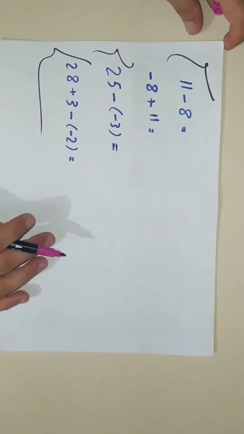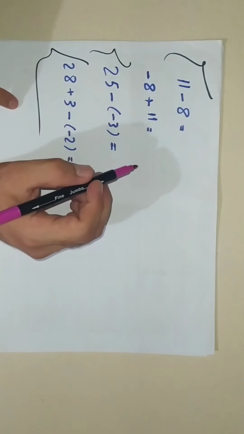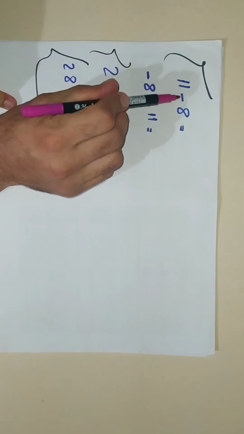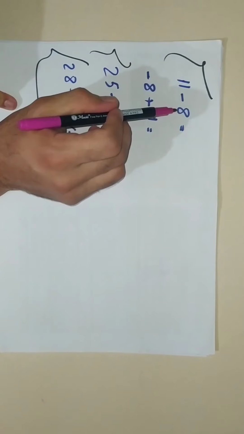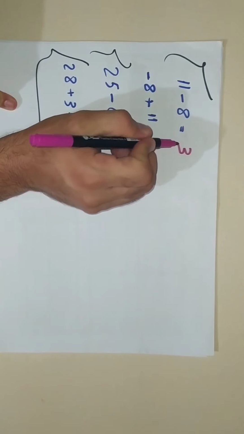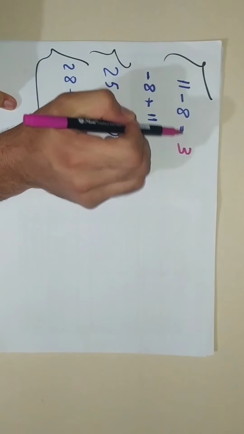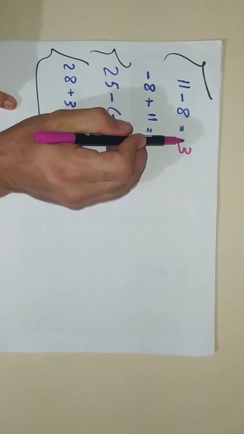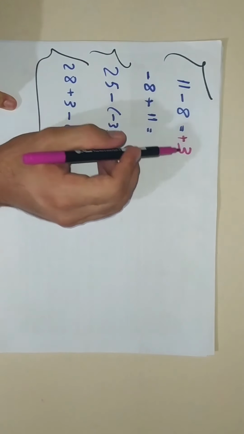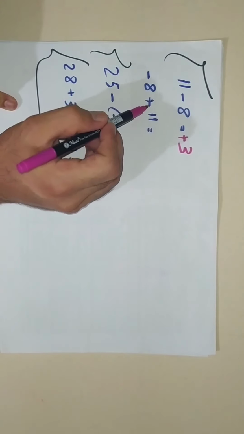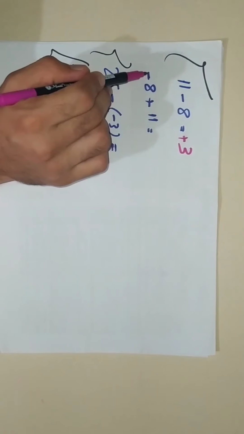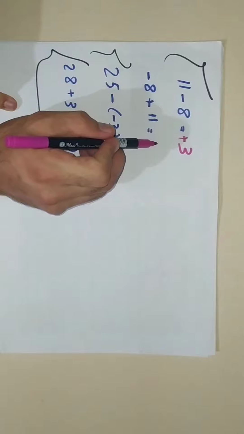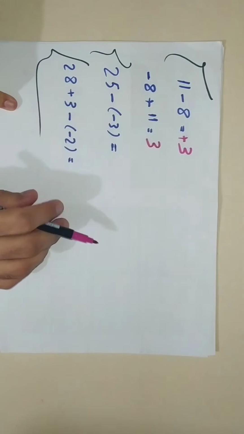Stop the video and try to solve them. Okay, now 11 minus 8. Again, same question: if I subtract 8 from 11, the answer will be 3, and I will put the bigger sign, and 11 is bigger, so I will put plus 3. If I do not write anything, it means it is plus. Same question is there, but we have changed the places. Now minus 8 plus 11, the answer will be the same.